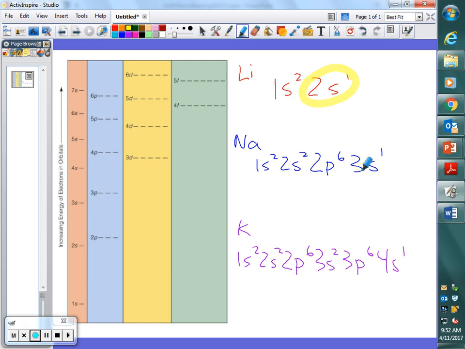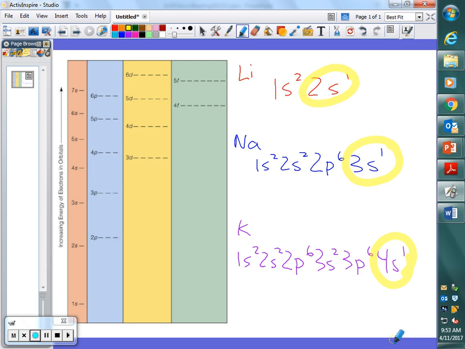Electrons in the highest energy level. It has 3 total electrons, but 2 of them are in the first energy level, and 1 is in the second energy level. So that means it has 1 valence electron. How many valence electrons does sodium have? 1. The highest energy level that we write in sodium is the third energy level. There's only 1 electron in the third energy level. How many valence electrons does potassium have? 1. The highest energy level that we have written is the 4th energy level. There's only 1 electron in the 4th energy level.